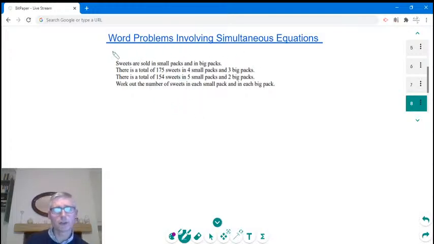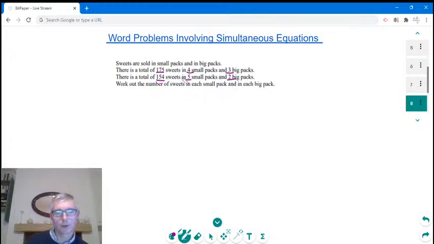So we can use simultaneous equations to solve word problems like this. Now, it might not be immediately apparent that this is a simultaneous equation problem. But if we read it, we can see we've got 175 sweets in 4 small packs and 3 big packs, and 154 sweets in 5 small packs and 2 big packs.